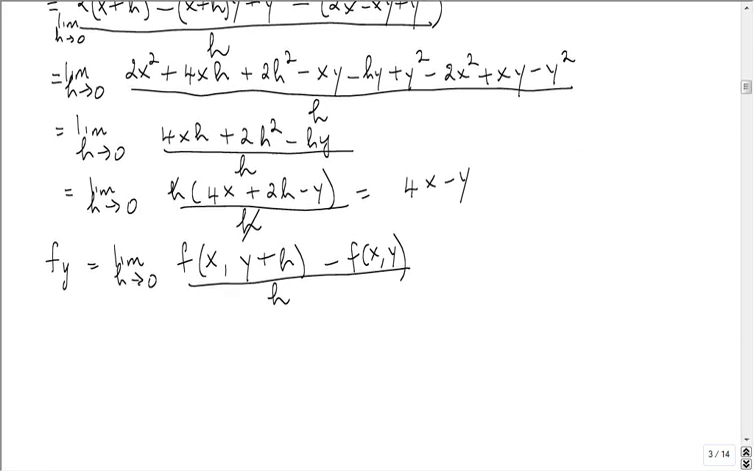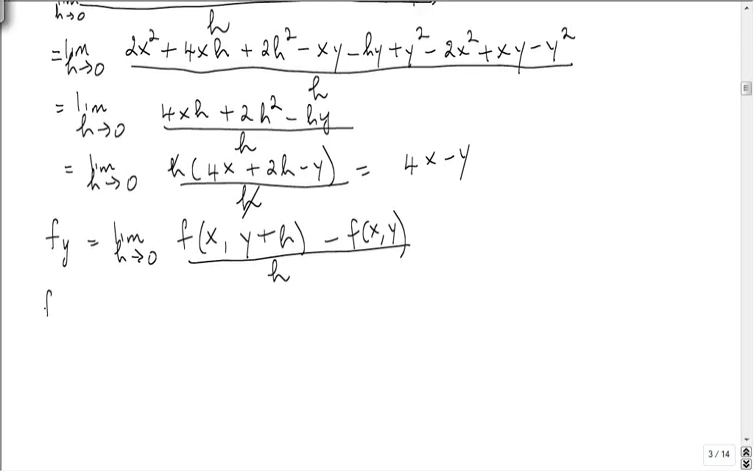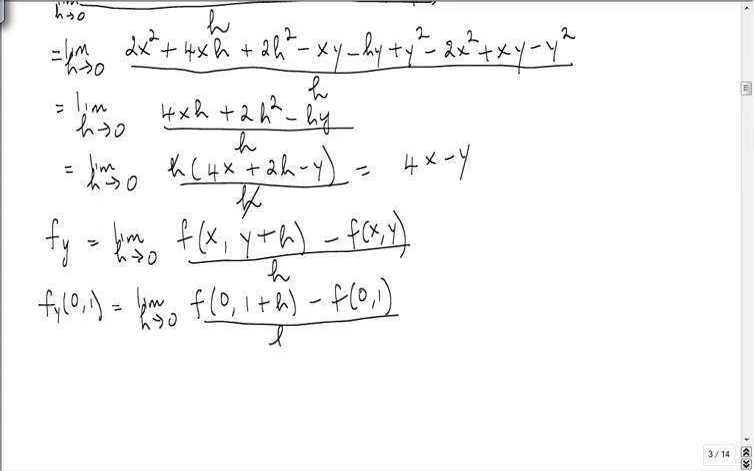Now it's at (0, 1). So now rewrite the definition at (0, 1). What you're going to do is put 0 for x and 1 for y. So that's the limit as h approaches 0 of f(0, 1 + h) minus f(0, 1) over h.